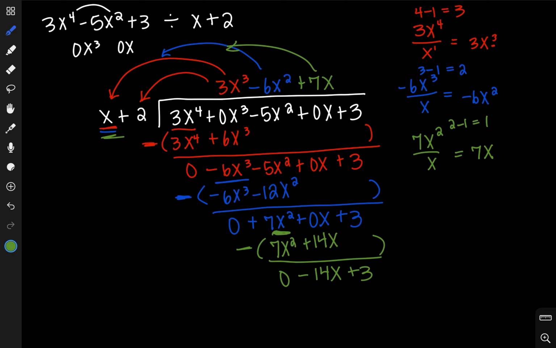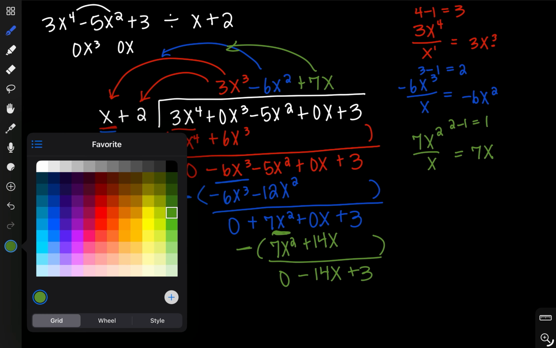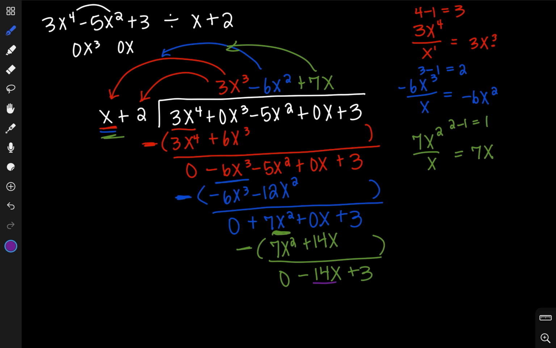We have x and we have x, but you can still divide them, so we're going to have to go again. Negative 14 and x. So negative 14x over x, 1 minus 1 is 0, so x cancels out, and we're left with negative 14. So we bring that up top. We multiply by the two terms again. Negative 14 times x is negative 14x. And negative 14 times 2 is negative 28.